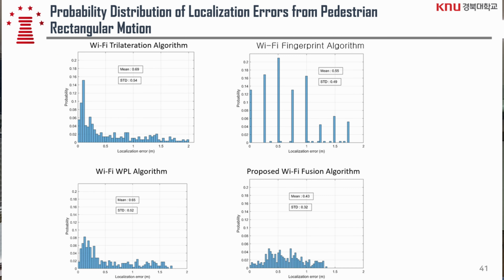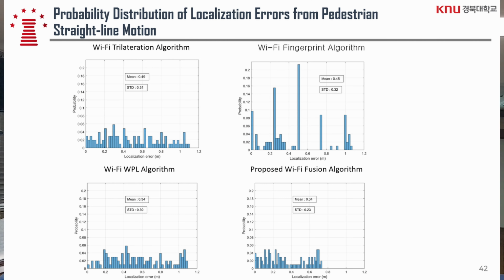So here is the probability distribution comparison for both approaches in straight line motion and rectangular motion. Finally, we summarized all our results. Our proposed Wi-Fi fusion system achieved better mean localization error as compared to other conventional approaches in both scenarios, rectangular motion and straight line motion. Here is a small demonstration video.